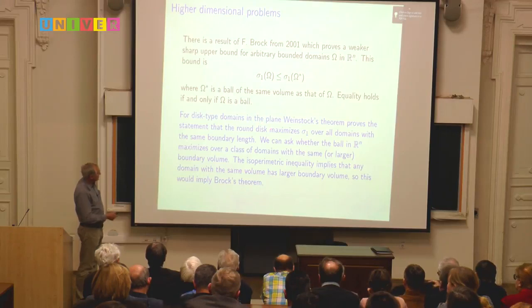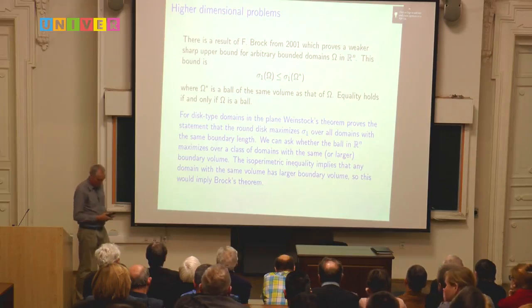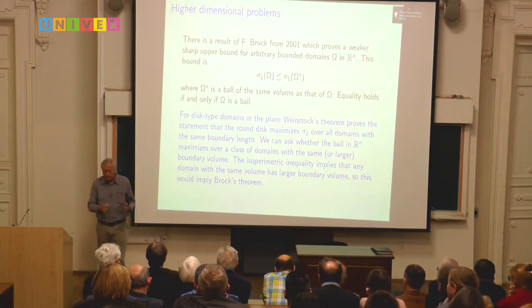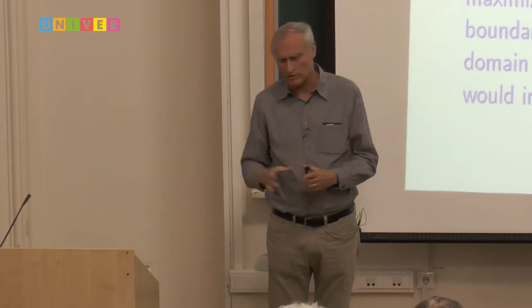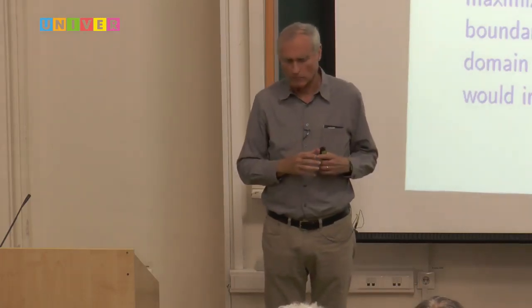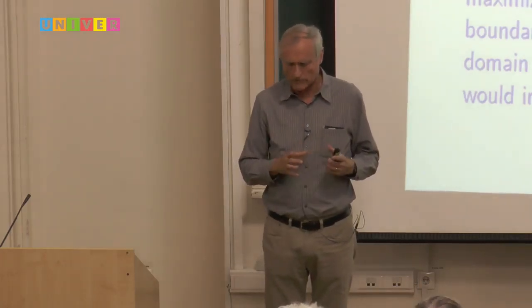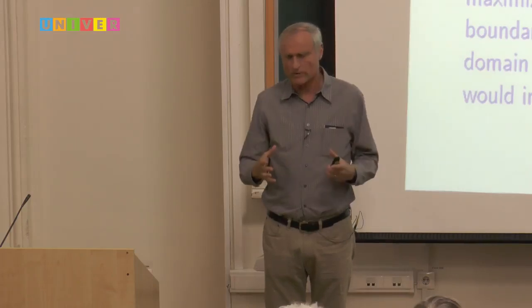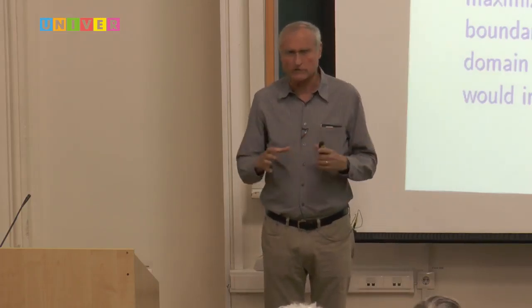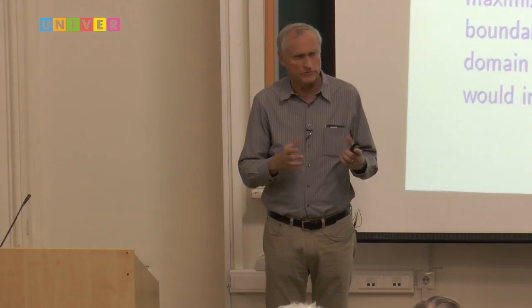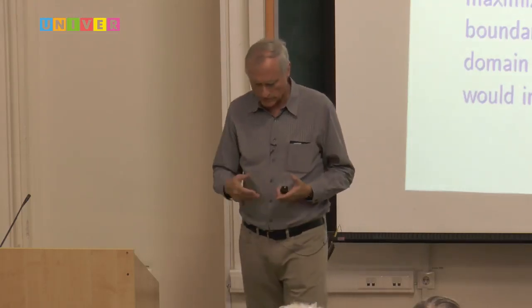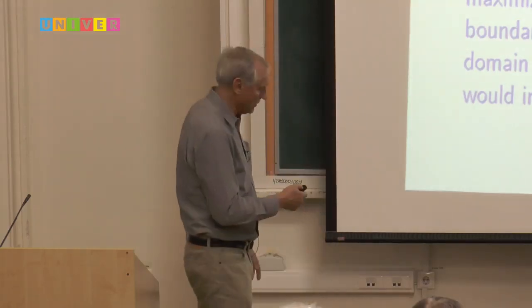And so the Weinstock theorem, which normalizes the length of the boundary, is actually a stronger theorem than this Brock theorem. If you combine Weinstock's theorem with the isoperimetric inequality, you prove Brock's theorem for disk-type domains. And we know that Weinstock's theorem isn't true for other domains. It isn't true for annuli or domains with more boundary components.